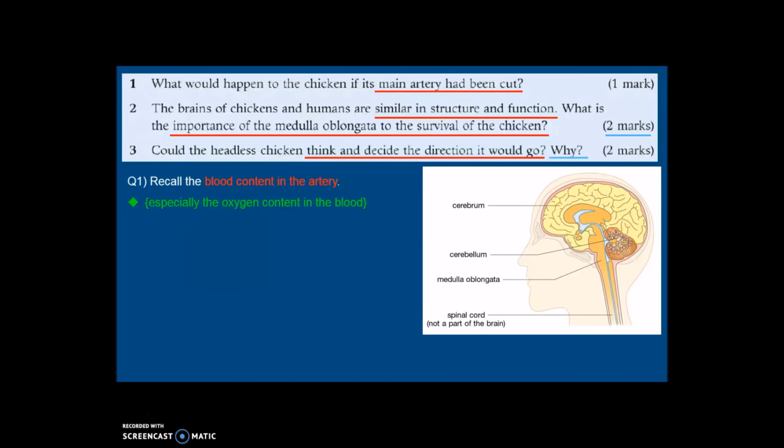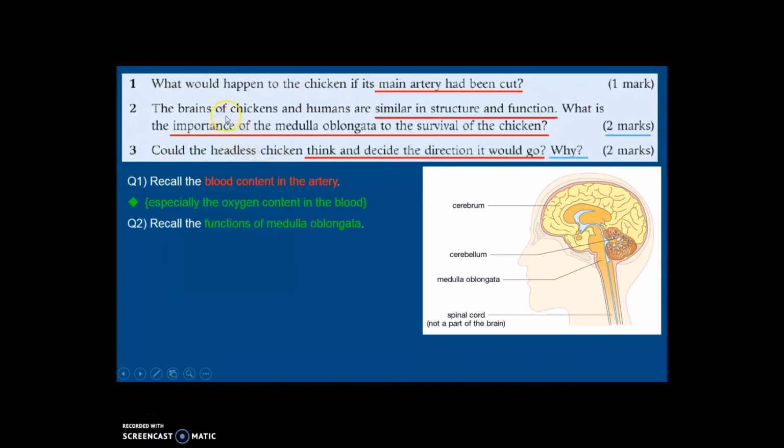Because you can recall from the paragraph, the main artery and also the medulla oblongata are intact in the headless chicken. So that's why it can survive. The point is to think about the oxygen level.